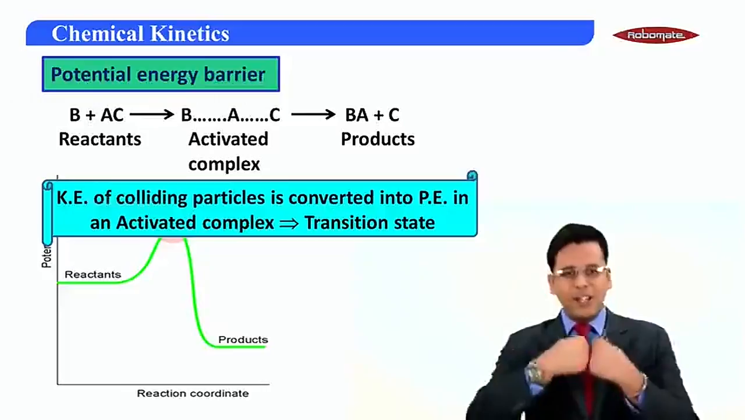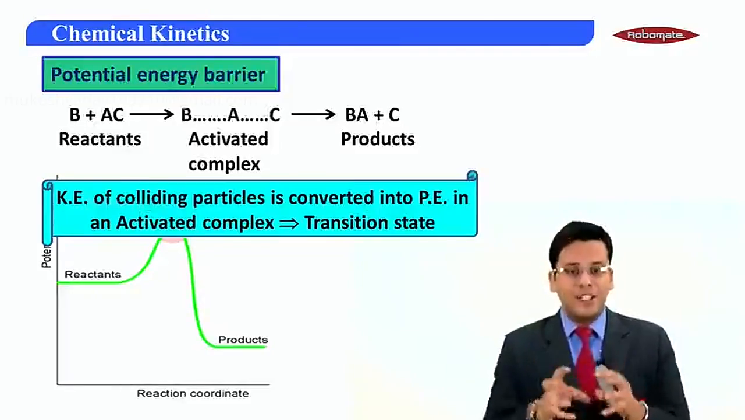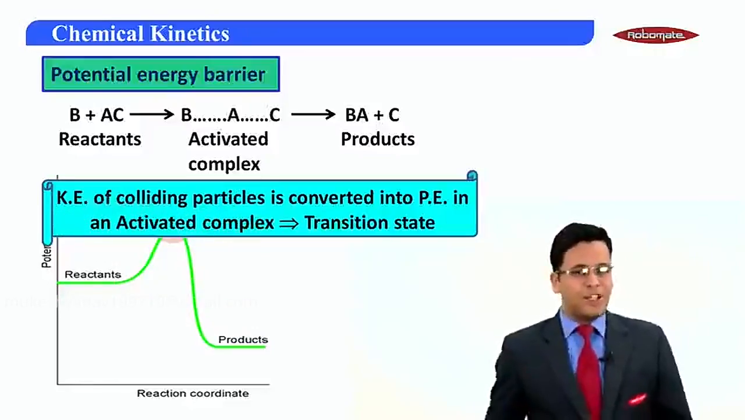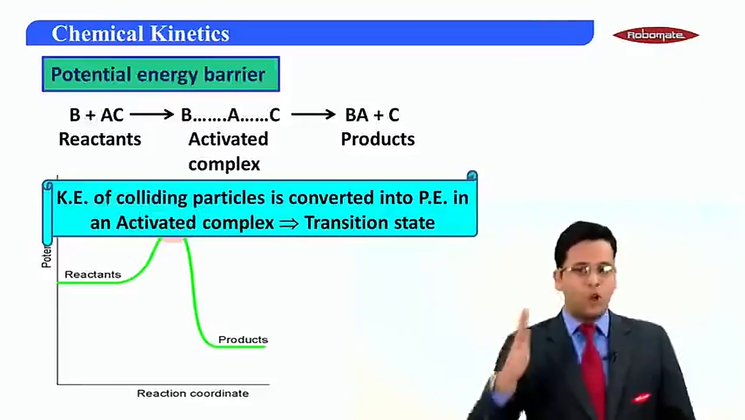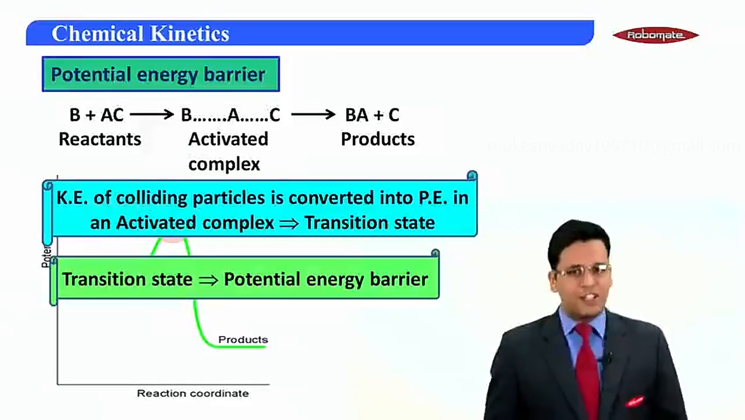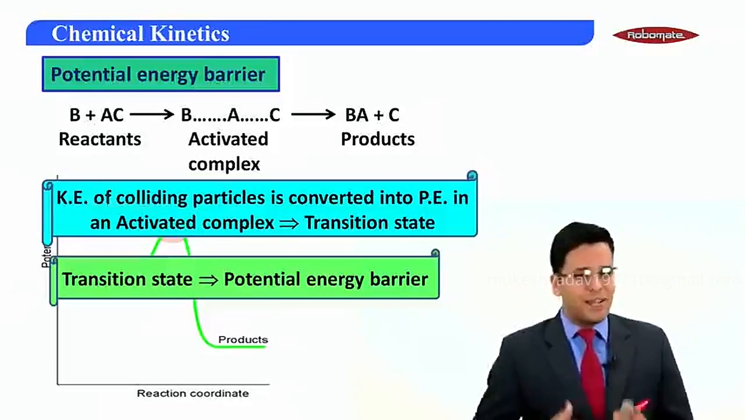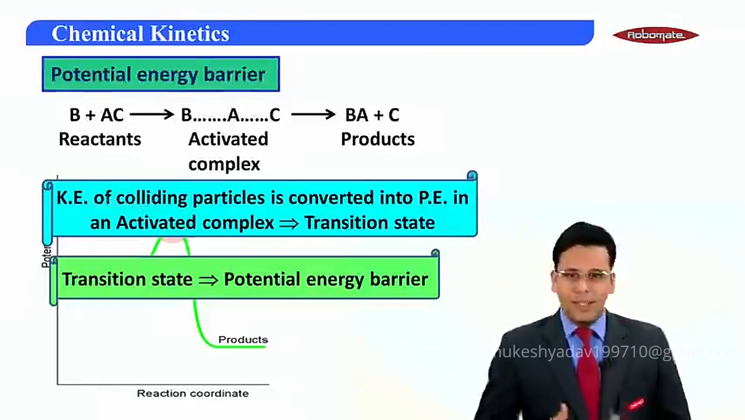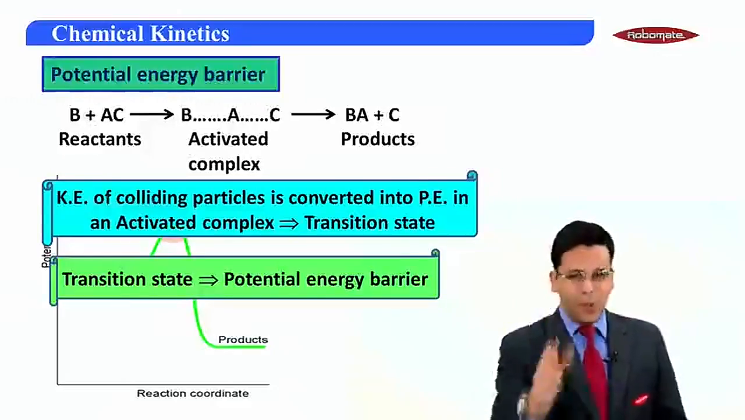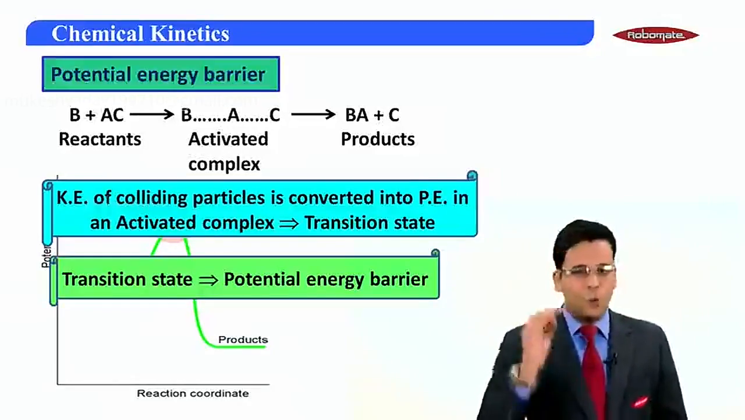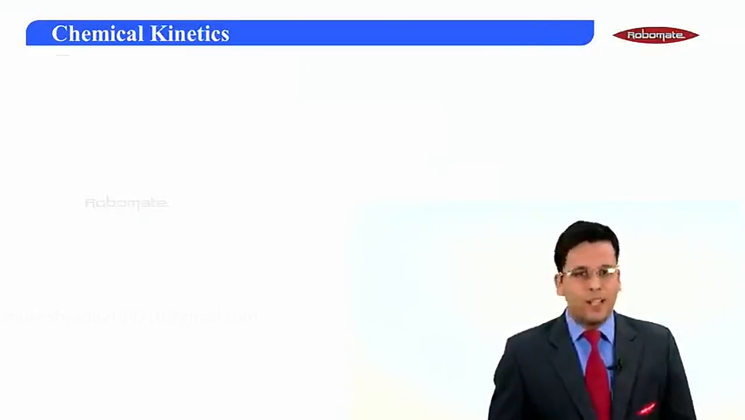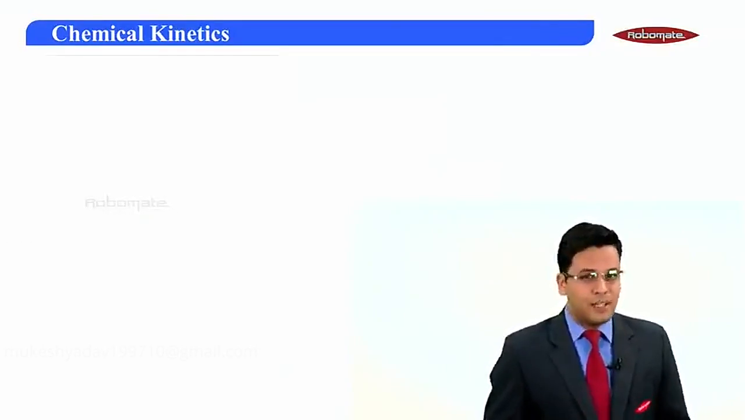Now, this potential energy that the kinetic energy has converted into should be sufficient in order to cross this energy barrier. So, we say the transition state is like a potential energy barrier. If the potential energy is able to cross this barrier, the reaction will take place, the collision will be effective. So these are the two factors: orientation of the molecules and the potential energy barrier.